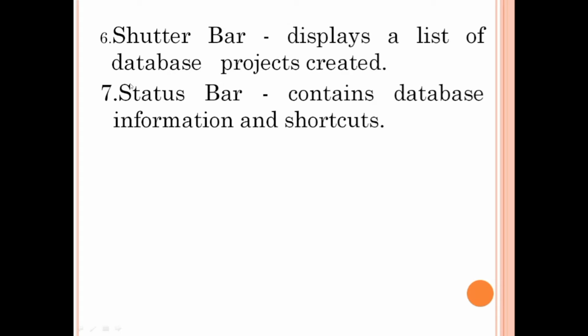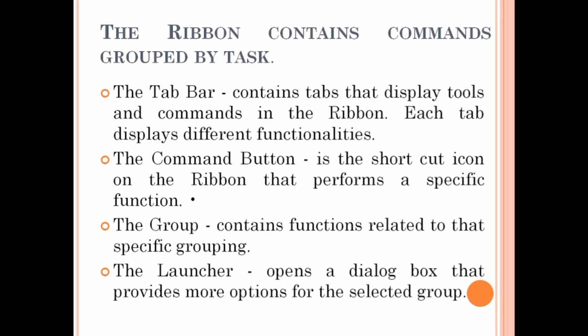We are already familiar with the status bar that contains the database information and the shortcuts of that database. Now, the next thing is the ribbon, which contains the commands grouped by task. We are talking about the ribbon here.